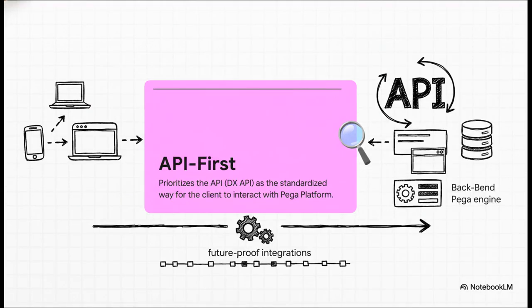And this is a big one. It's built API first. Everything, and I mean everything, revolves around the DX API. Think of this as a universal translator. It creates this perfect, clean separation between the user interface, what you see, and the powerful Pega engine in the back. Now, why does this matter so much? It completely future-proofs your applications. It makes it so much easier to connect to new channels, new devices, anything that comes down the road.